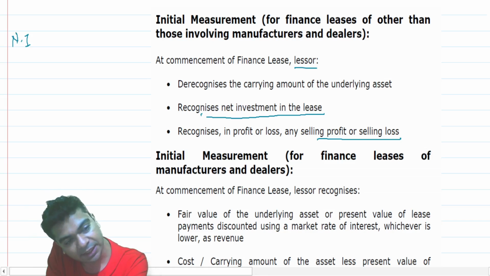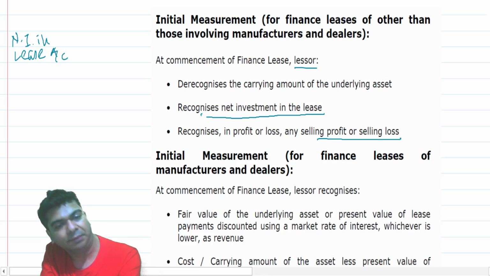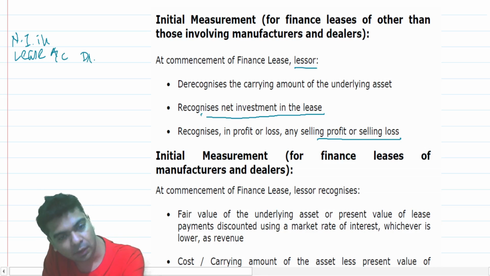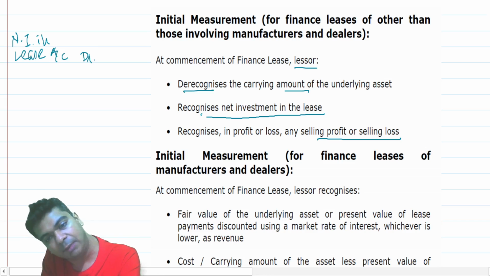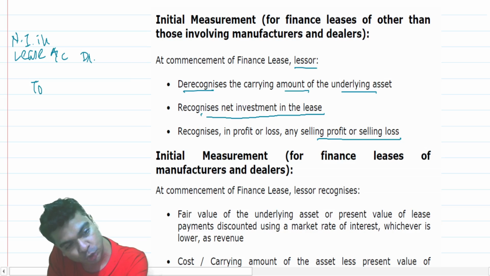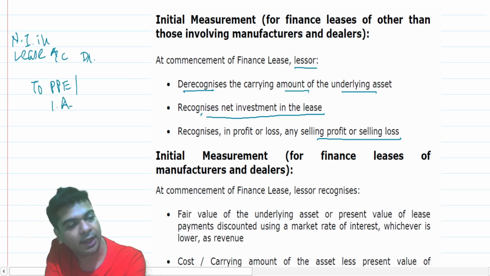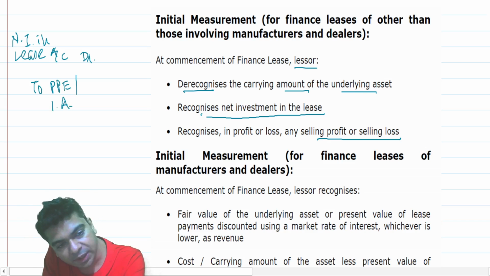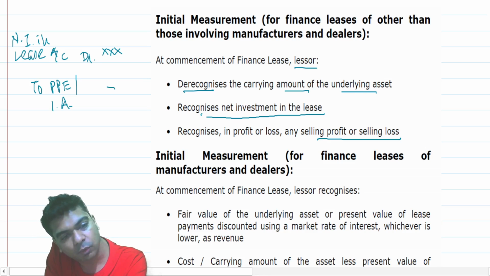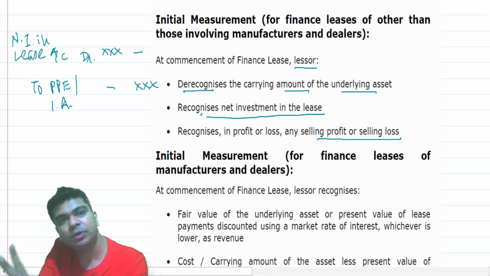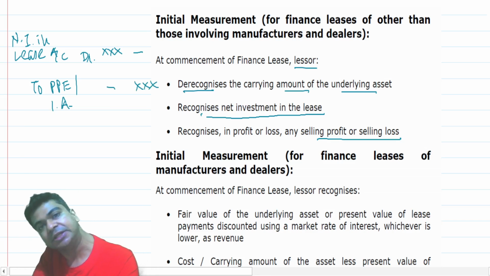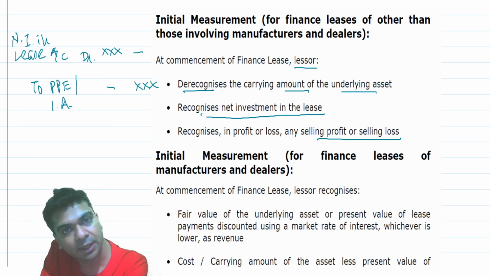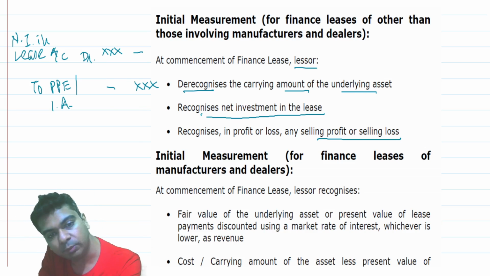So the net investment in lease account will be debited. De-recognizes the carrying amount of the underlying asset, so we credit PPE, or it might be some intangible asset. And then the difference between these two amounts will be recognized in the P&L. If there is a loss, debit the P&L. If there is a gain, credit the P&L. So this is the work that needs to be done.